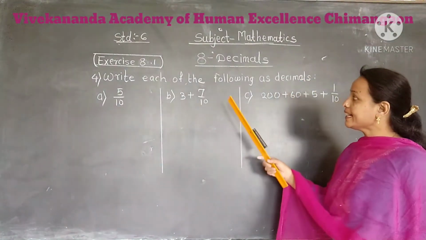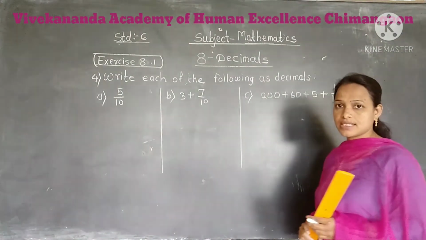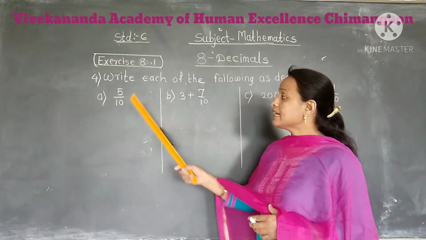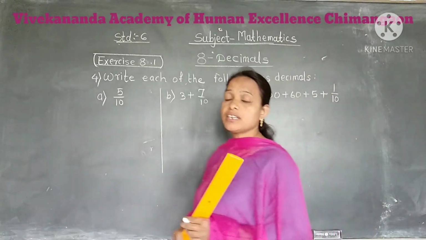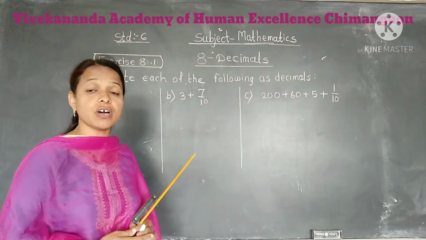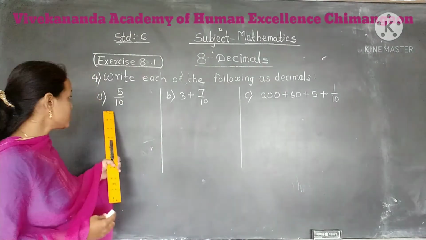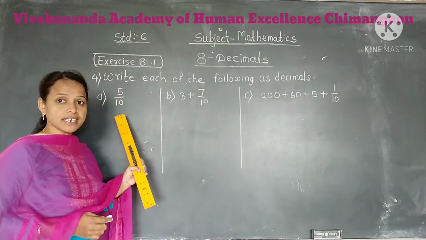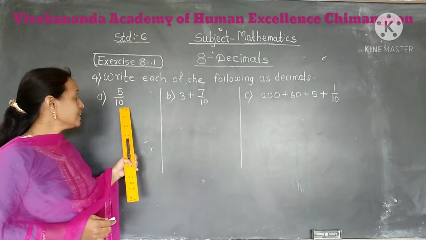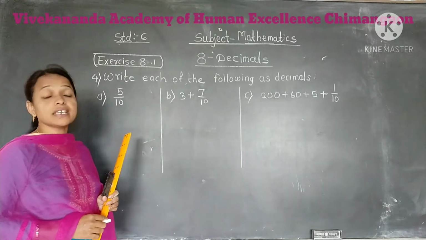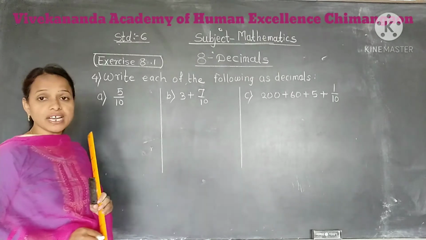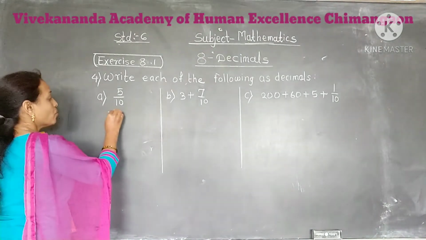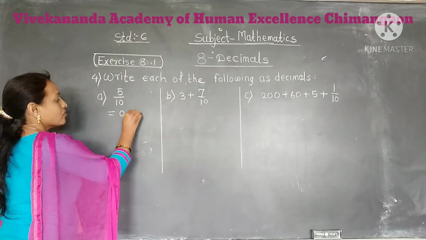Next question, write each of the following as decimals. Here the example given is 5/10. We read it as the fraction 5/10. Here how many tenths are given? 5/10. So the decimal representation of 5/10 is 0.5.